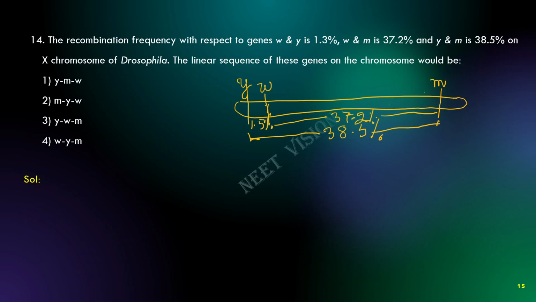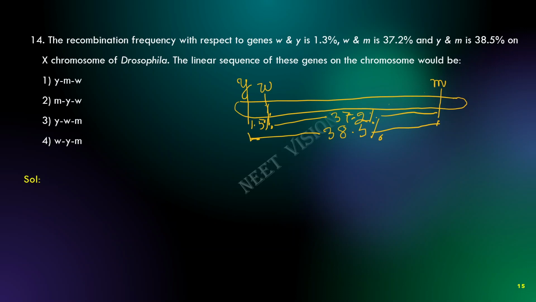The more the recombination frequency, the farther the distance between the two genes. So here the highest is Y and M. So Y should be kept at one end of the chromosome, M at the other end, and in between Y and M there should be W. Moreover, the recombination frequency with respect to Y and W is very small, so W must be very near to Y. So the sequence should be Y, W and M.